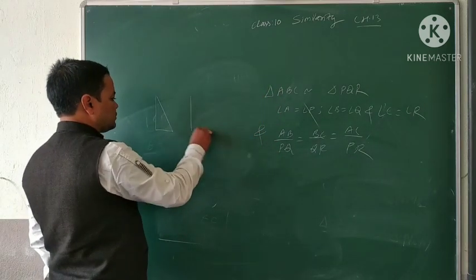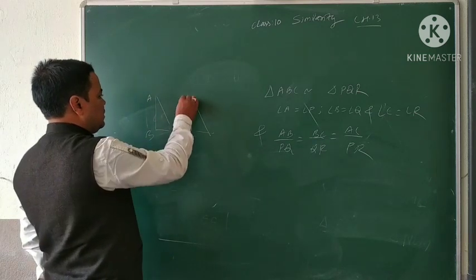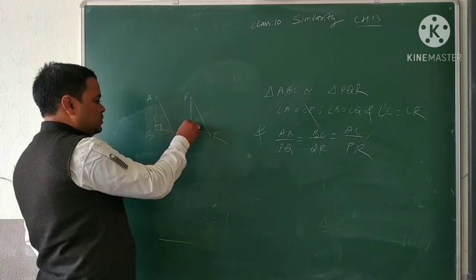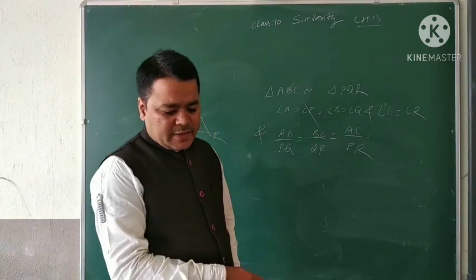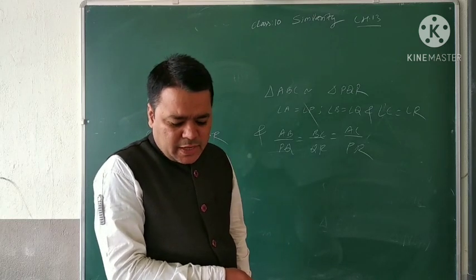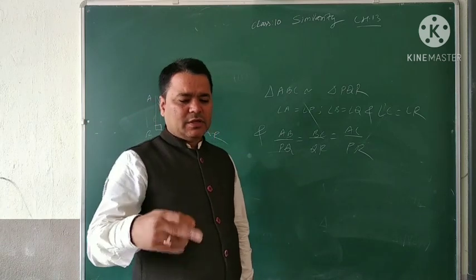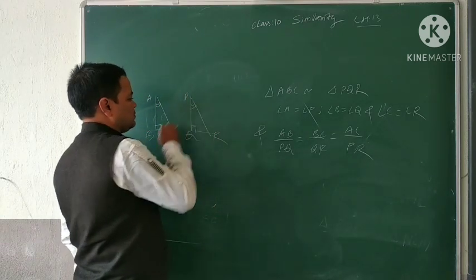One this and one this. Two right triangles, ABC and PQR. Two right triangles with 90 degrees equal. The second criterion: if two right triangles, one of the acute angles of one triangle is equal to an acute angle of the other triangle. Means the acute angle is also equal. This is equal to this.